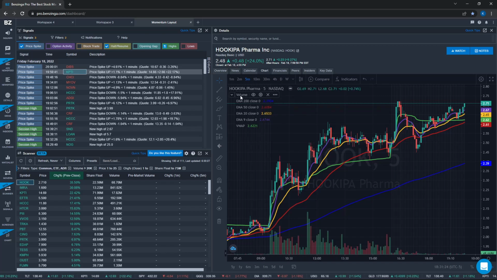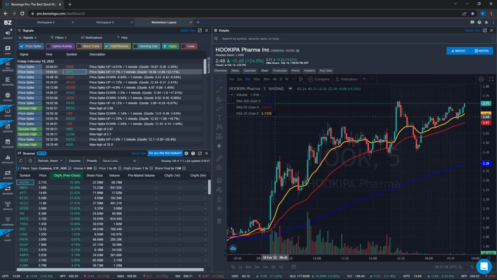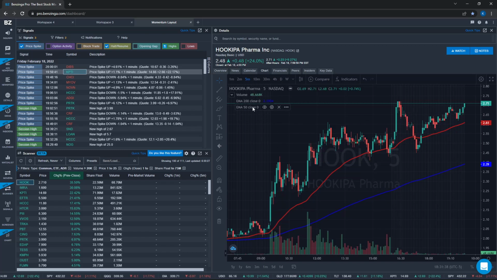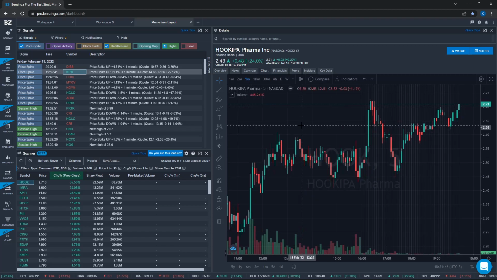So you can see on the left-hand side, I have volume, I have a 200 EMA, a 50 EMA, a 20 EMA, a 9 EMA, and a VWAP. So in order to get that, I'll delete each one of these right here just to start fresh, so you can see how I did that. And the volume I'm going to leave on because that's normally on there.